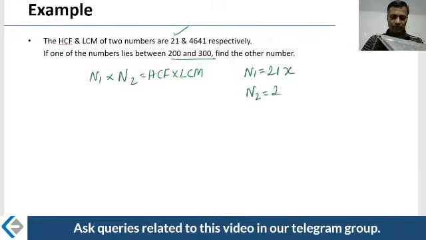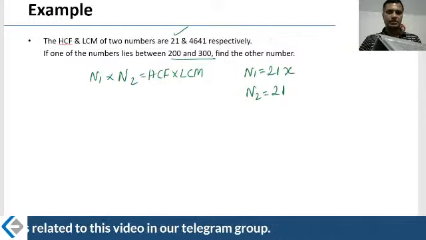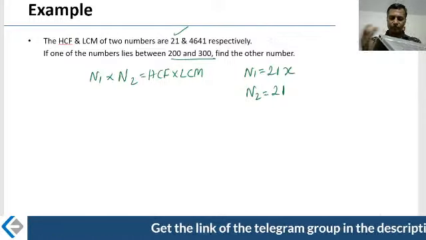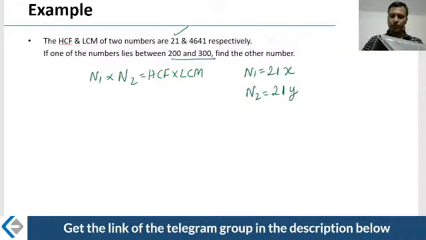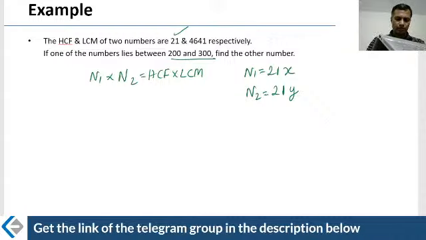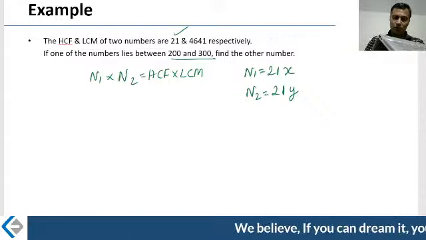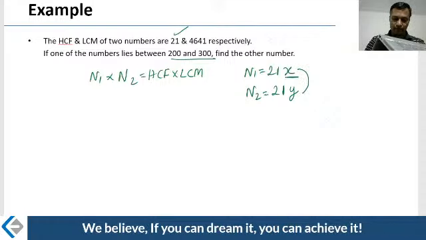The second number also must be divisible by 21, because the HCF is a factor of both the numbers as well as the LCM. Therefore the second number should be of the form 21y. Now you can also understand that x and y would be co-primes. Why are x and y co-primes?